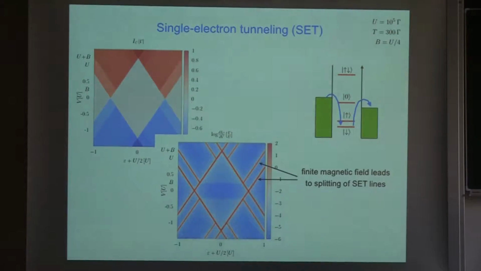If we now apply a magnetic field to get something more interesting, then we see obviously that these processes will split, because the energy of the upspin and the downspin electron is no longer the same. So you get some splitting of these single electron tunneling lines.